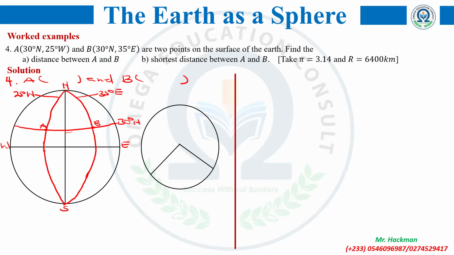At this point, we are in a comfortable lead. We are asked to find A, so we are going to look at A. We are asked to find the distance, and you know it will be equal to arc length.